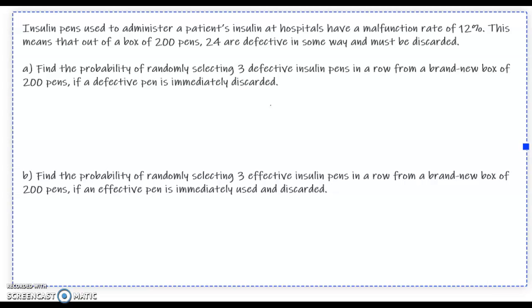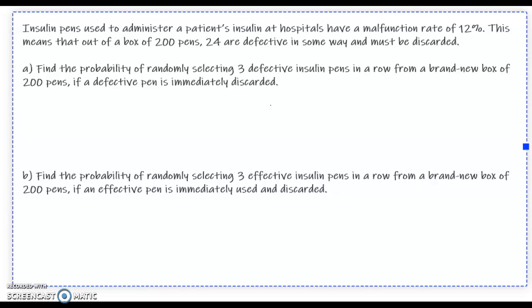A couple of things I want to point out. You have a box of 200 pens. What's happening here is they want to find out the probability of drawing a pen, it being defective and you throwing it away, drawing another pen from the box of 199 now, that being defective, throwing it away, and then drawing another pen out of the box of 198 now and throwing that away.